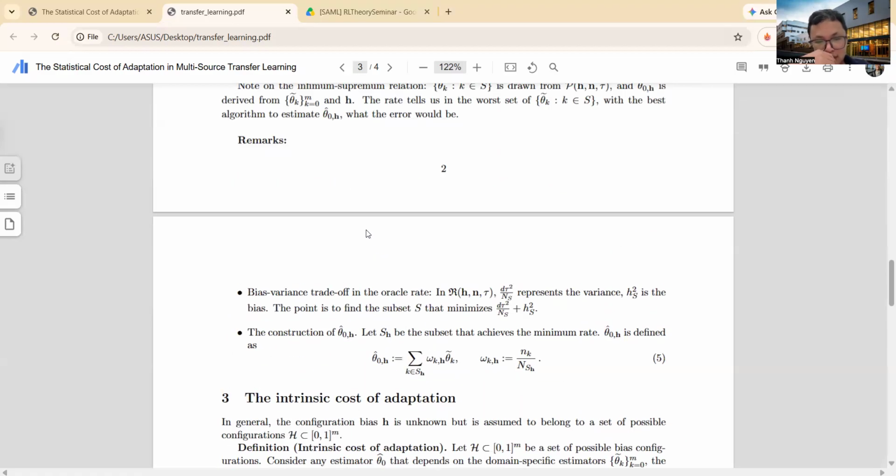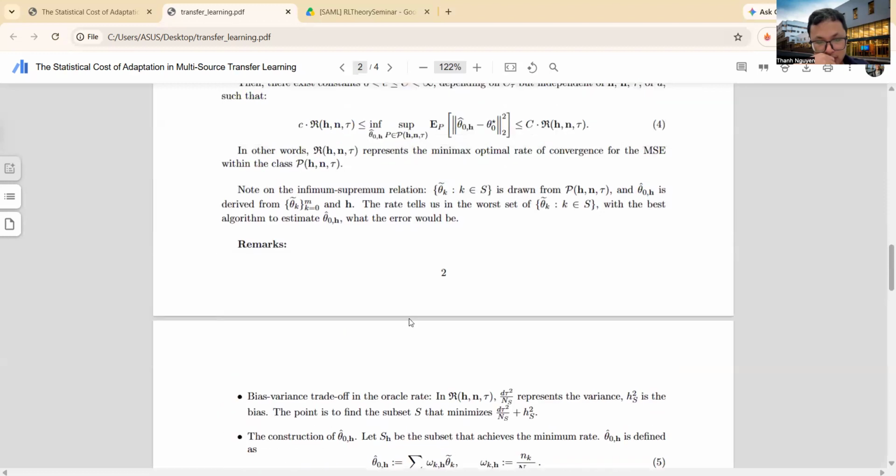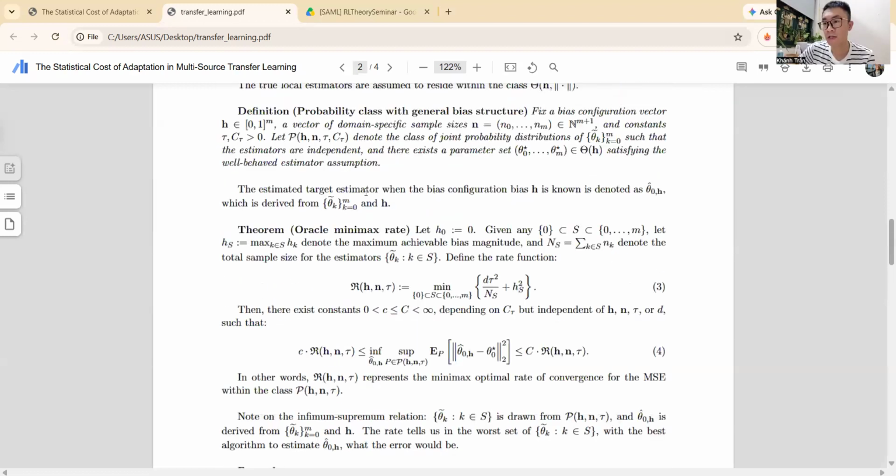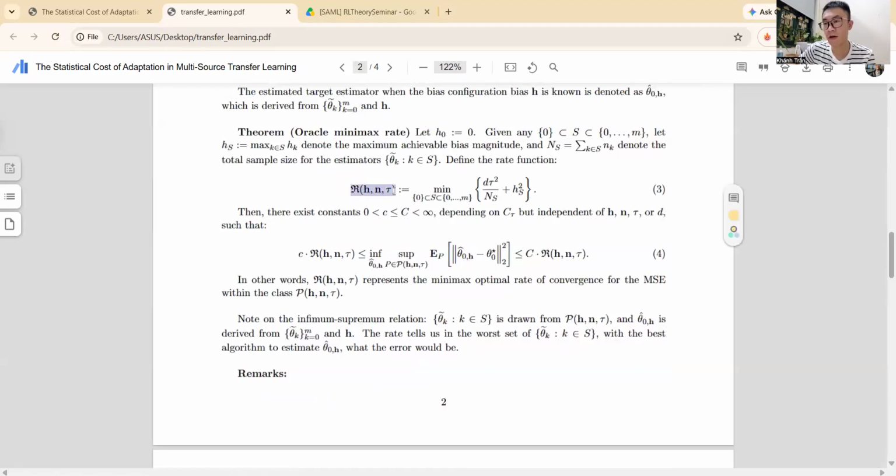So what is H? It's the subset that achieves the minimum rate. Yes, S_H is the subset that achieves the R. I see, that's the minimum point of the bias and variance trade-off. But they don't know H, so how can they compute the subset? They know it because that's the setting with the oracle. Oh, I see.